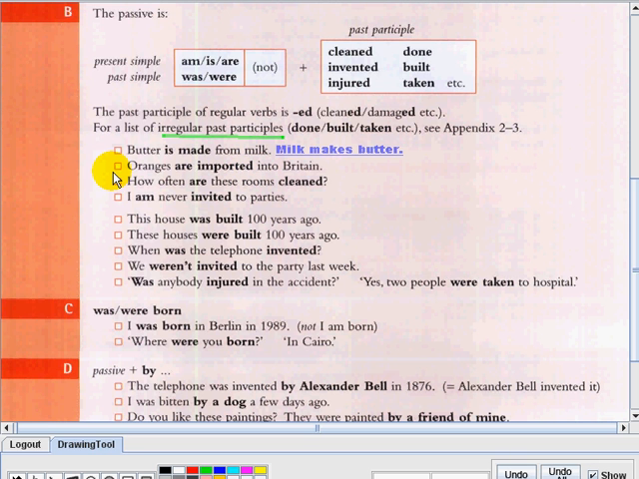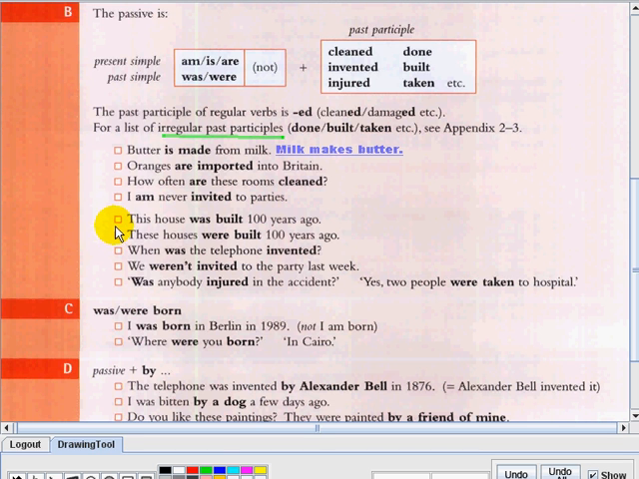Now, I gave you just exactly what we needed to understand active from passive sentences. Now, let's read the remaining sentences, okay? How often are these rooms cleaned? I am never invited to parties. This house was built 100 years ago. These houses were built 100 years ago.